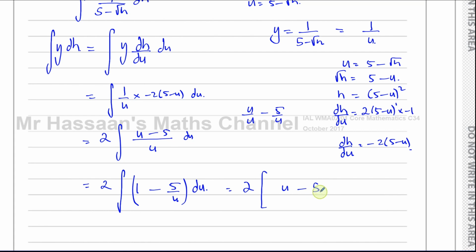So minus 5 times the ln of the modulus of u. Remember that this is like 1 over x becomes ln x when you integrate it.